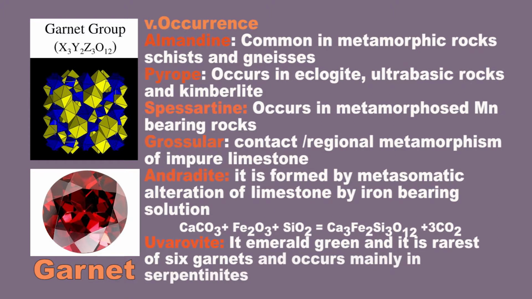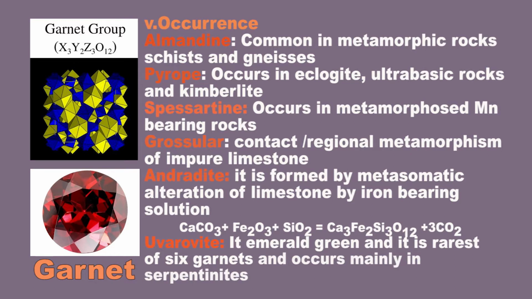Occurrences: almandine is common in metamorphic rocks, schists and gneisses. Pyrope occurs in eclogites, ultrabasic rocks and kimberlites. Spessartine occurs in metamorphosed manganese-bearing rocks or low-grade metamorphic schist. Grossular: contact or regional metamorphism of impure limestone.